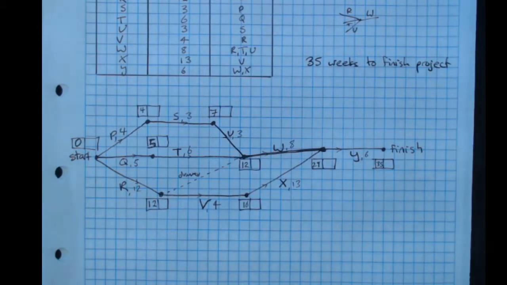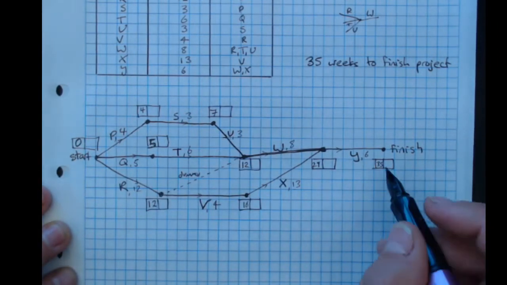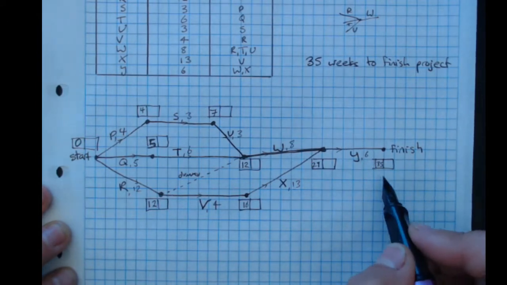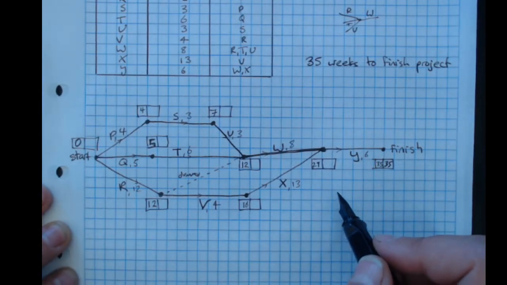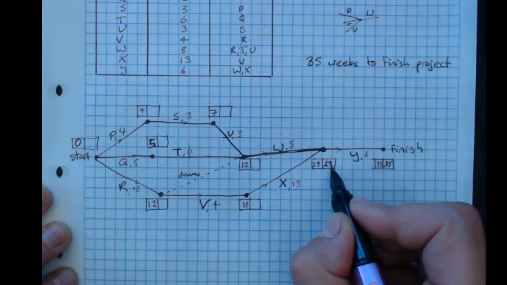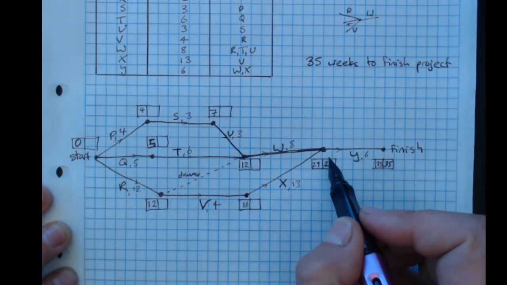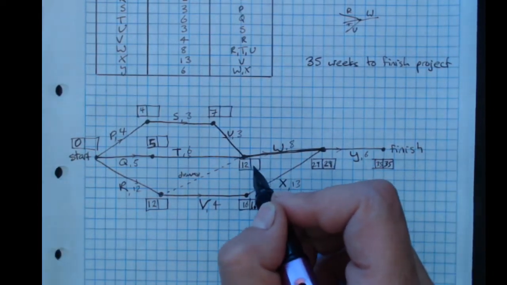Now we do our backwards scanning, and our backwards scanning is useful for finding the critical path or any float times. So we put our 35 here because these two are the same, and follow back, always taking the smallest possible value. 35 minus 6, 29. 29 minus 13 is 16. 29 minus 8.